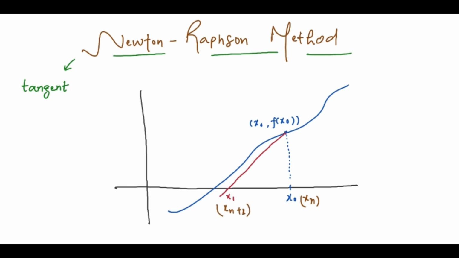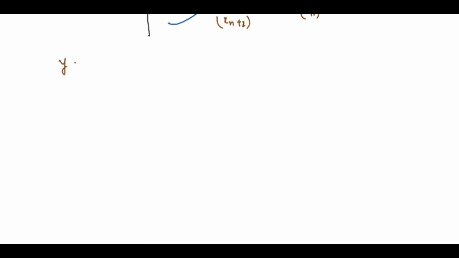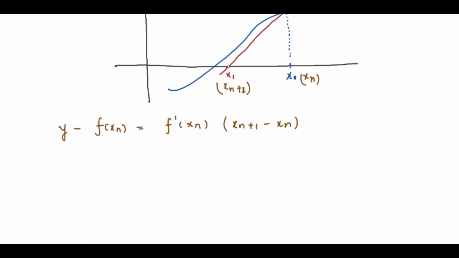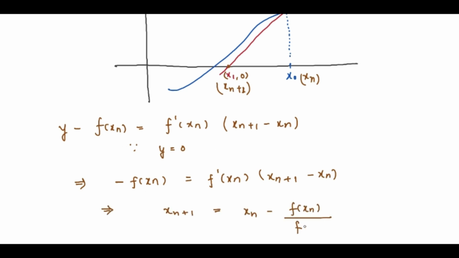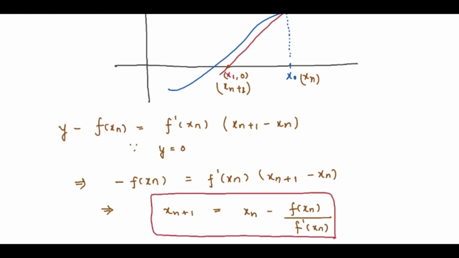I write the equation of the tangent as y minus f(xn) equals f dash (xn) into (xn plus 1 minus xn). Since the root lies on the x-axis, this y should be 0. Substituting y equals 0 in this equation, we get minus f(xn) equals f dash (xn) into (xn plus 1 minus xn), and hence xn plus 1 equals xn minus f(xn) divided by f dash (xn). And this is the most famous Newton-Raphson iteration formula.